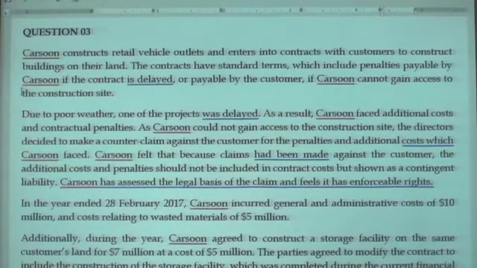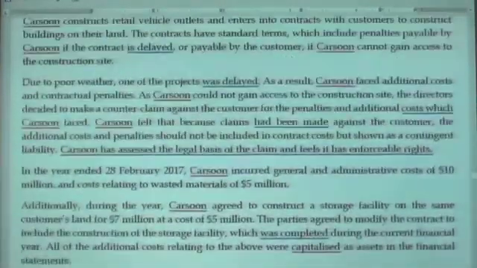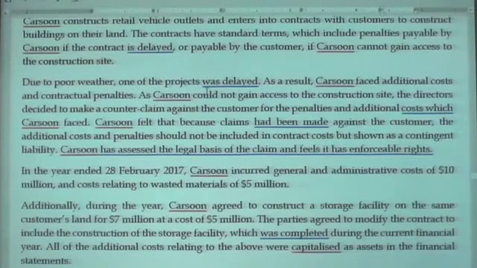Here there is a special clause. If you delay the project, you will pay a penalty to the customer. If you cannot gain access to the site due to outside issues, not your own issues, the customer will pay a penalty to you. Is that clear? Due to poor weather, one of the projects was delayed. Is it your fault or an outside issue? Outside issue. According to the contract, you are entitled to a penalty.